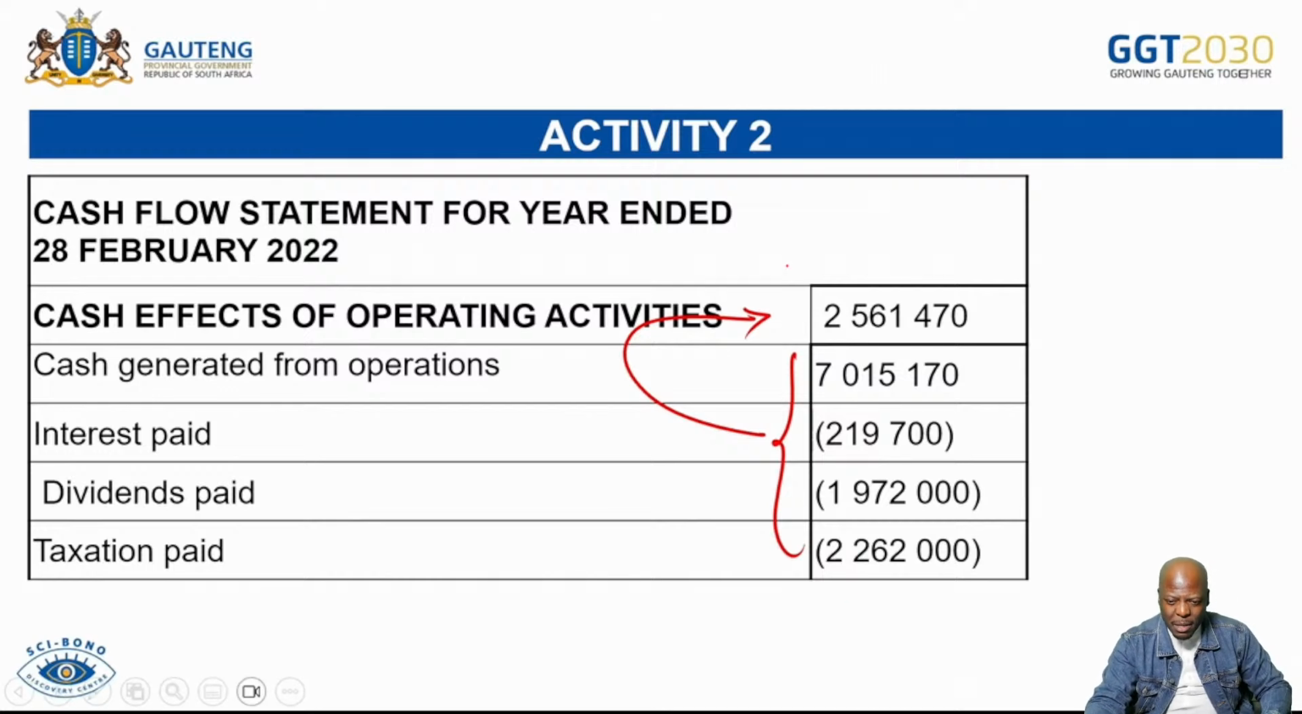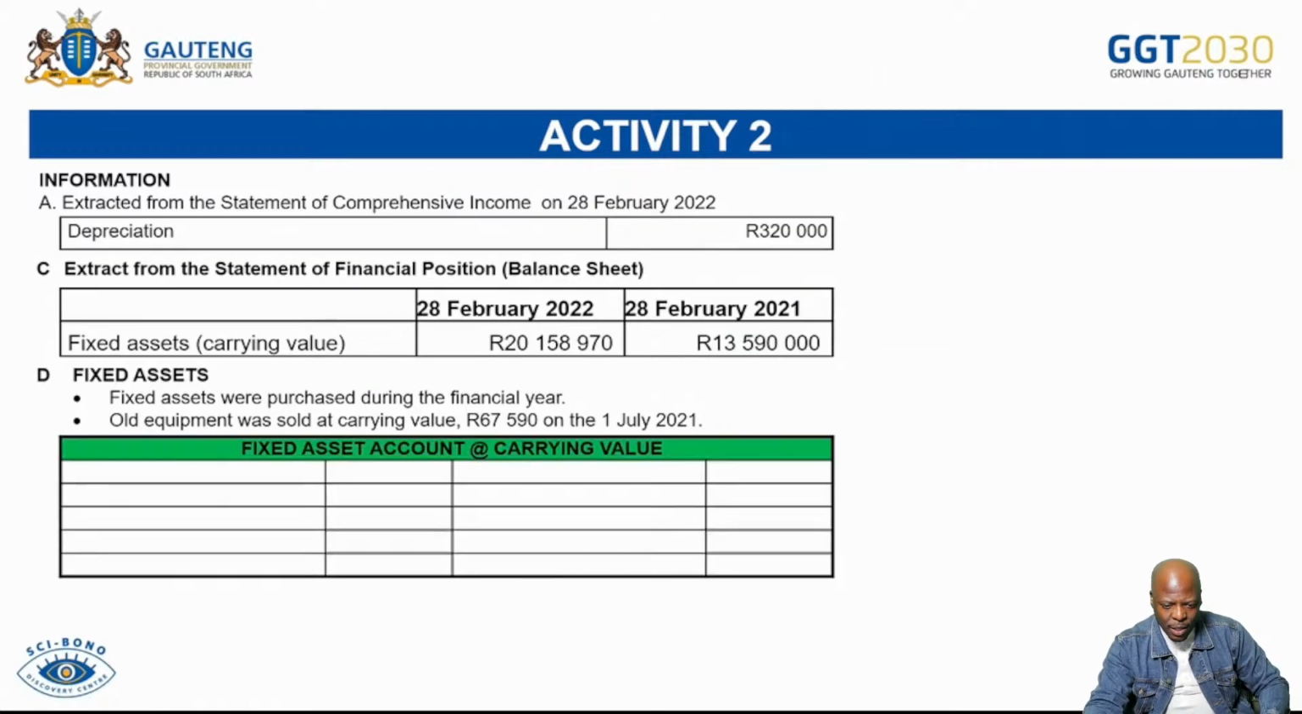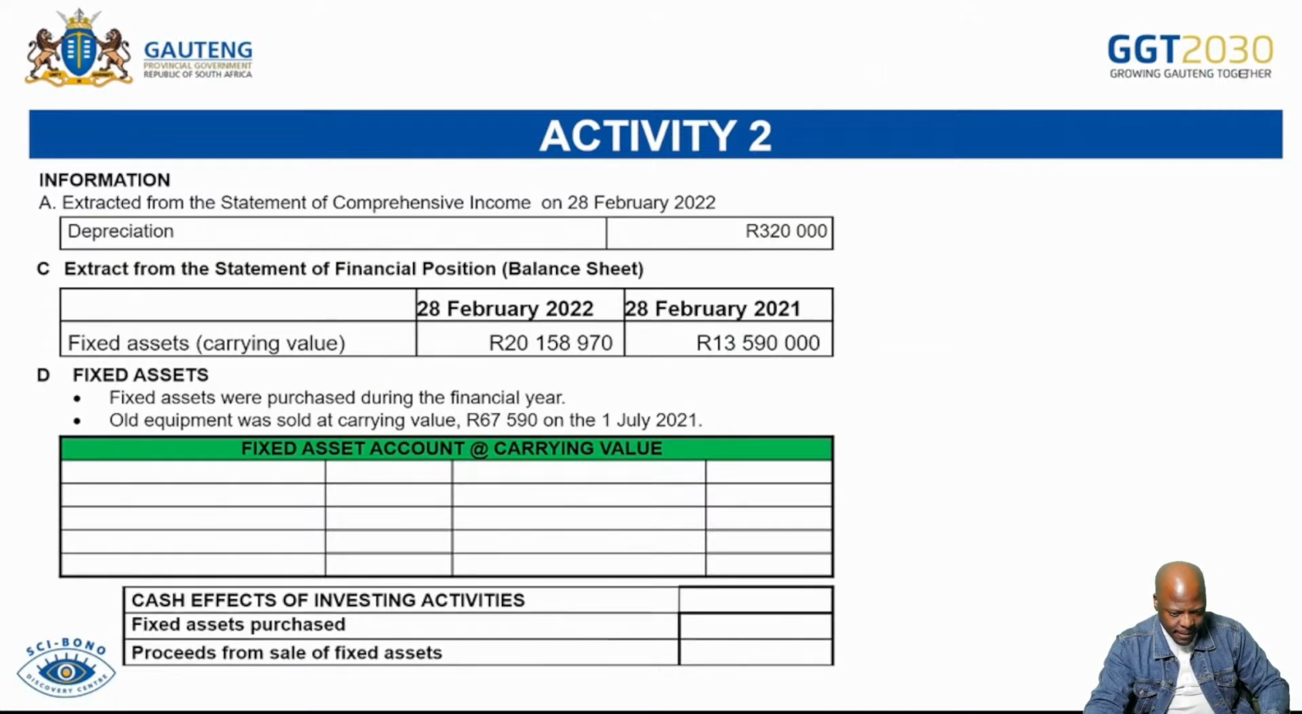And then we're going to the next part, which is our investing activities. Remember, operating and then investing. So what I did here also, I also brought a fixed asset account, and this is at carrying value. In the next lesson, I'll do the note. So once I hear the word asset, that means on the debit side it is a plus, but on the credit side it is a minus.